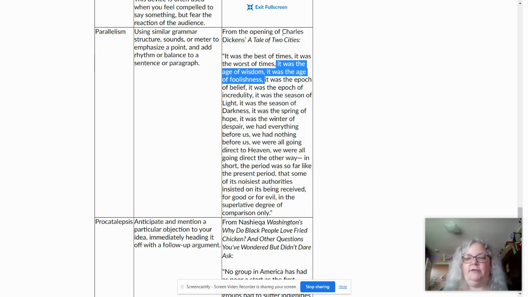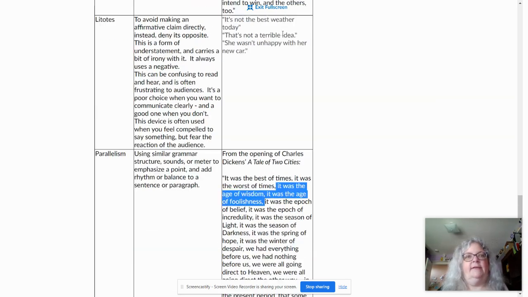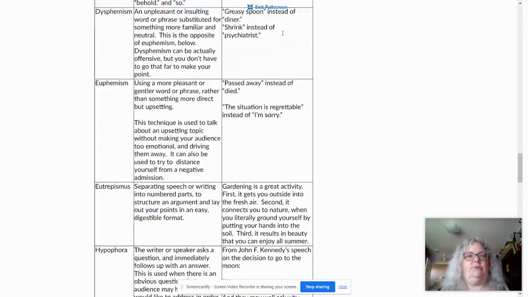So when you are trying to compare two things or you're trying to list something, if you can use grammatically parallel structure, it often will strengthen your writing. So that's the only one I'm really going to go into right now.